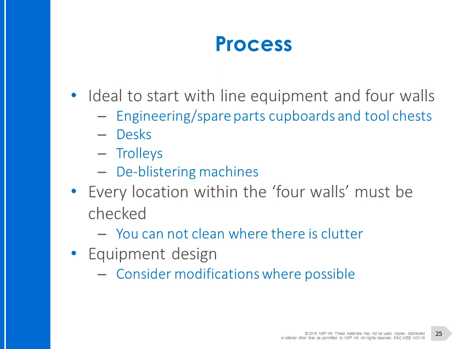So, how do you actually perform a line clearance? So you need to think about what is your line. Now this might sound very simple, but actually you need to think about the line equipment and all the walls within whatever you define as your packaging line or your packaging area. And that includes engineering or spare parts cupboards, tool chests, desks, trolleys, deblistering machines, and every location within the four walls must be checked.